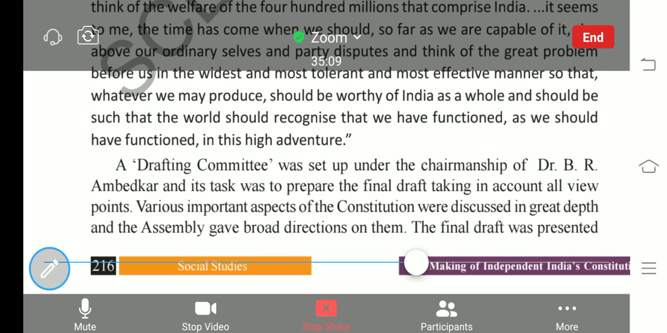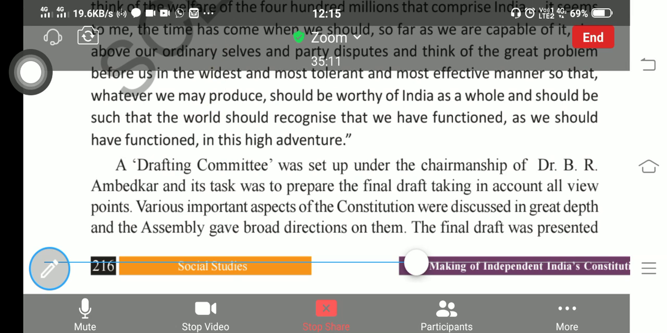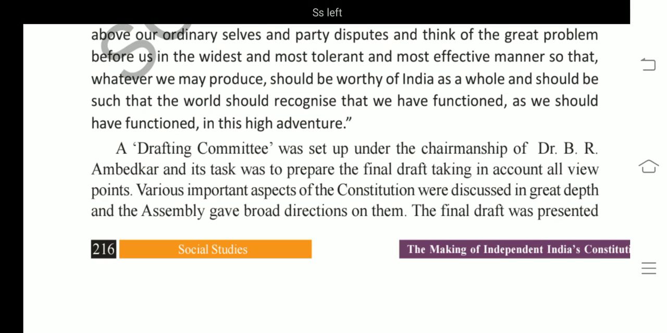Understand? In the next class we'll see what the drafting committee is and how it worked. Understand?